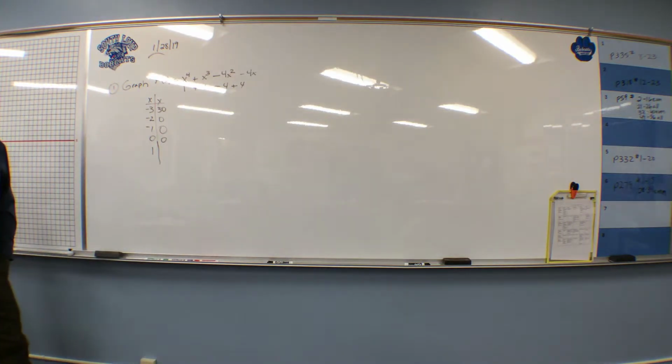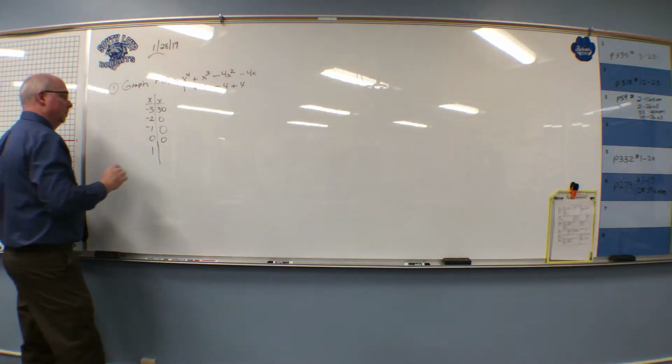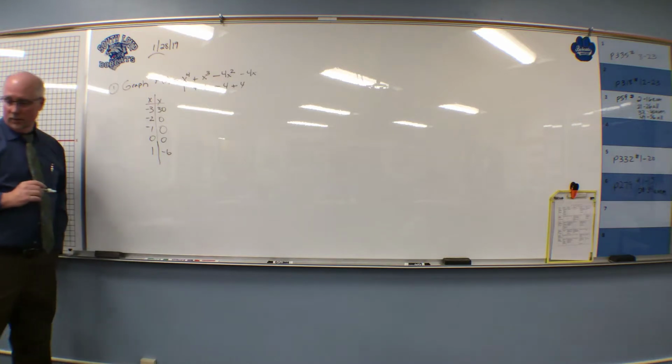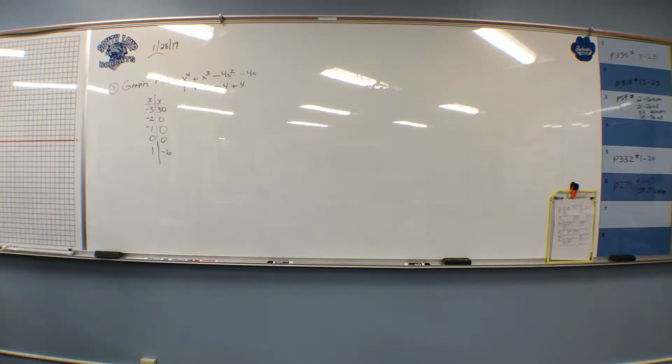And a negative 2 is 0? Yep. And what was 1? It's negative 6. Negative 6. Okay, we got that many zeros in that spot.